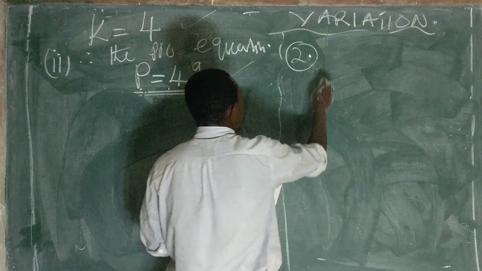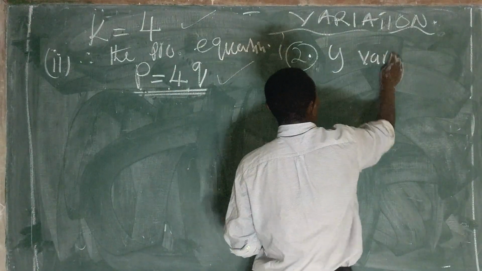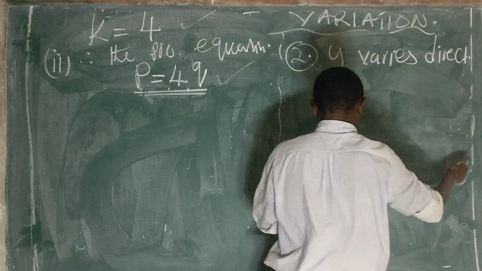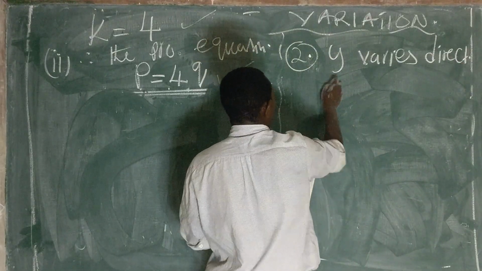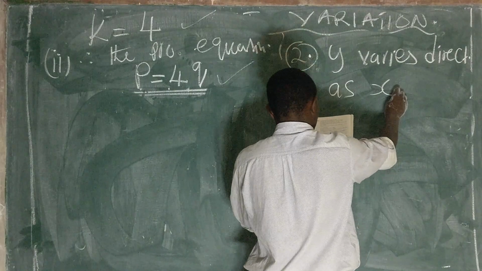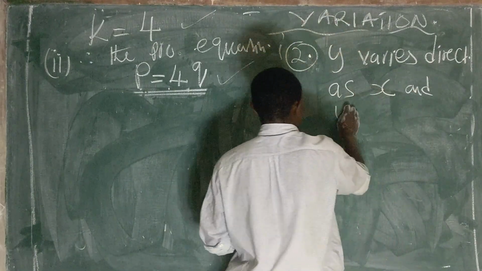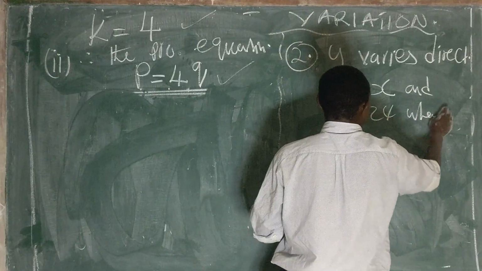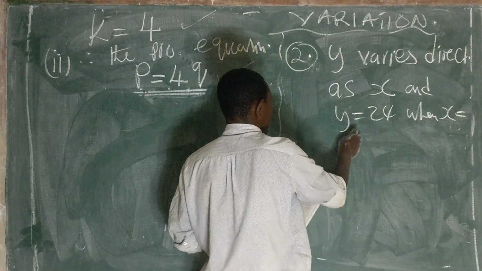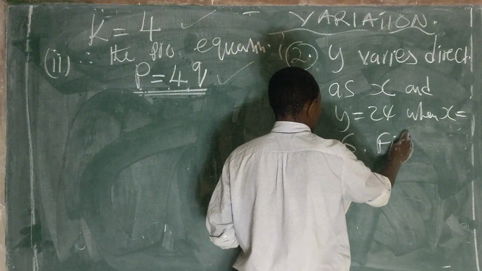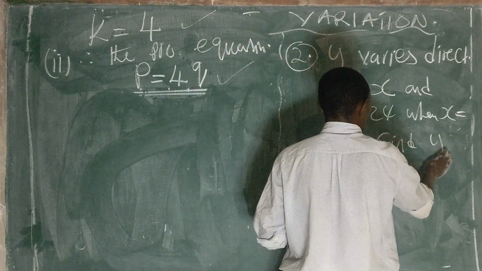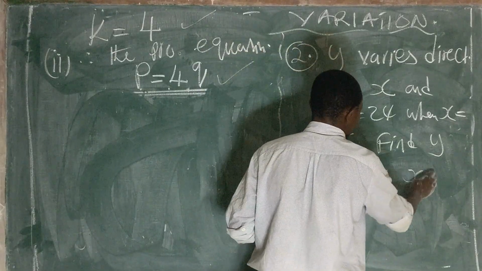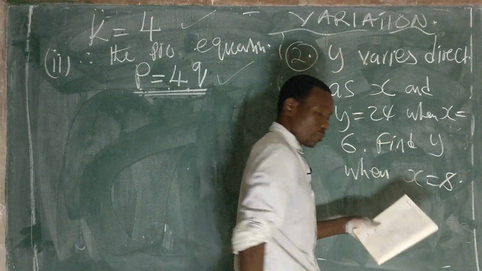They tell us say Y varies directly as X and Y is 24 when X is equal to 6. Find Y when X is 8.